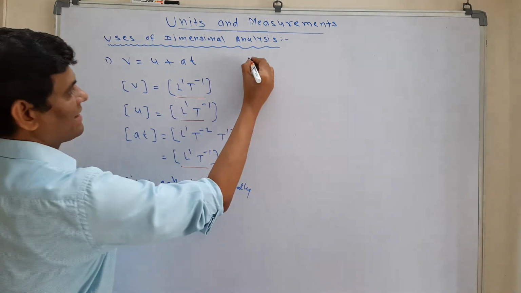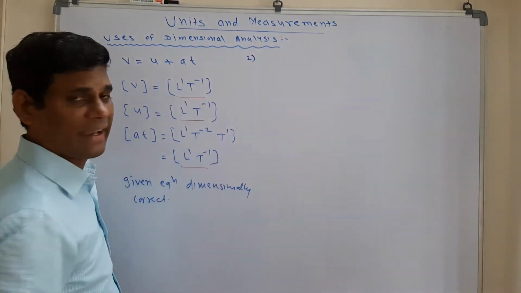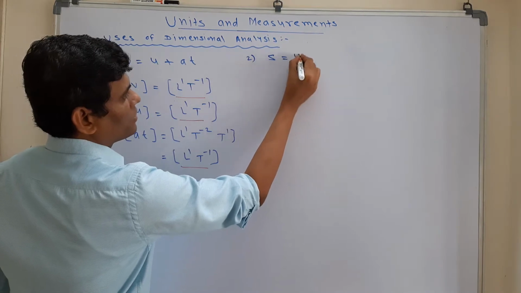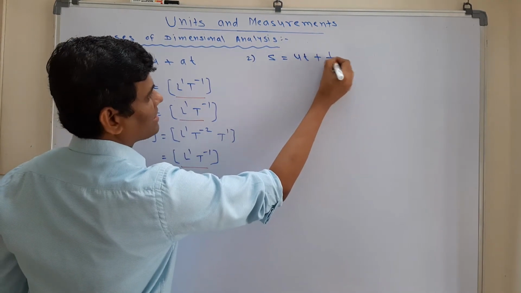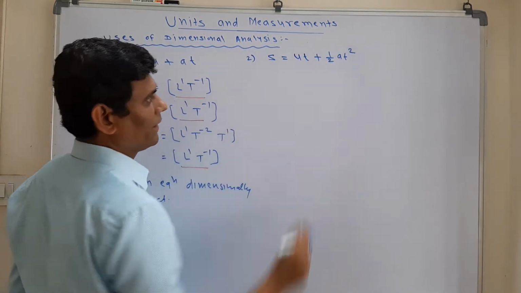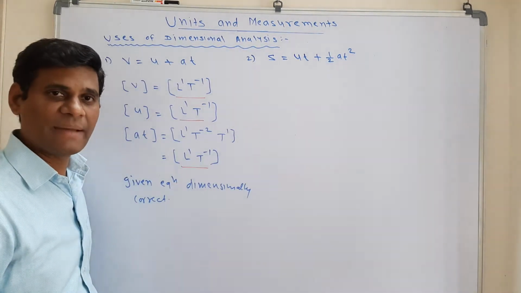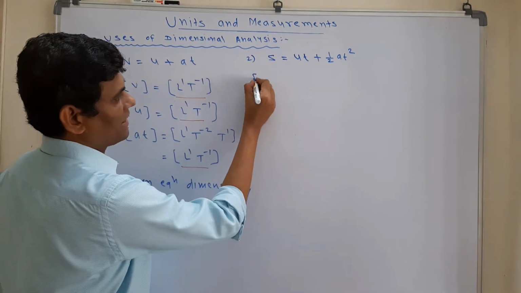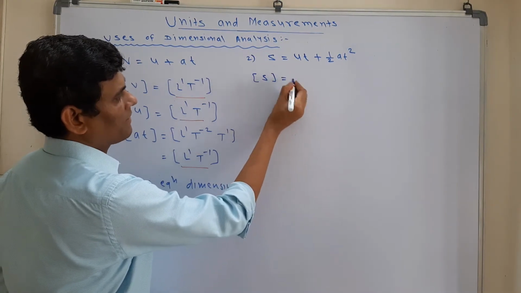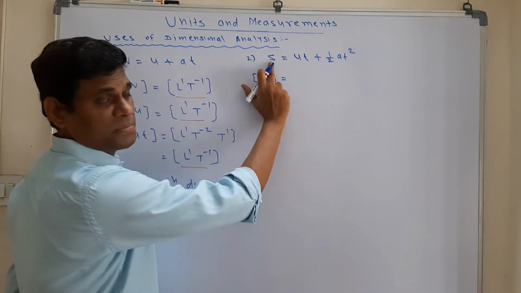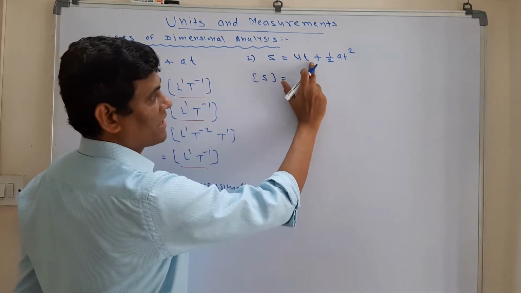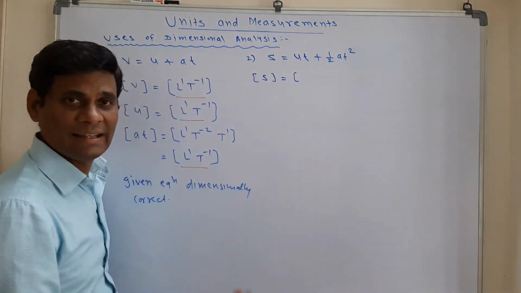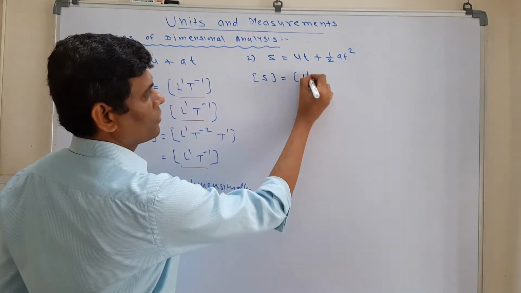We'll go with the second example. Same kinematical equation we'll take. Suppose S is equal to ut plus half at square. Again find the dimension of each term: first term, second term, third term. Dimension of S. S stands for displacement, U is initial velocity, T is time, A is acceleration. So displacement means length, that is L raised to 1.